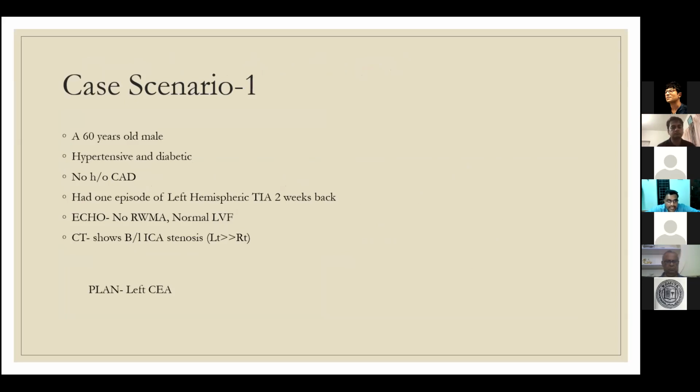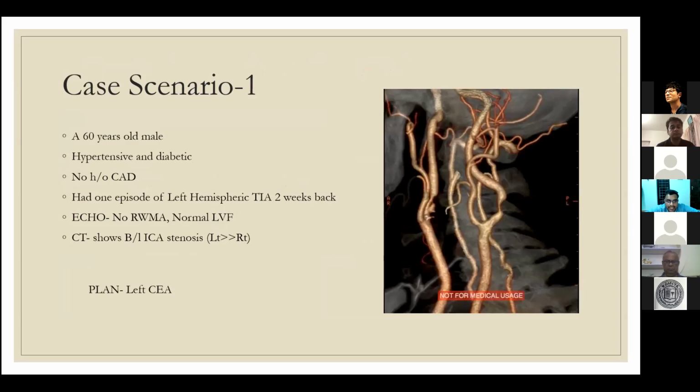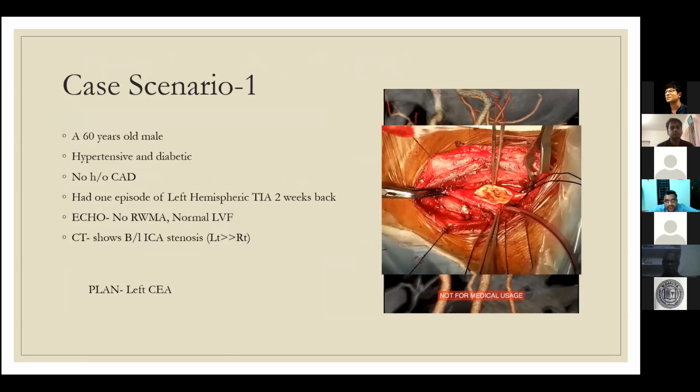Echo and ECG, everything is normal. CT showed bilateral ICA stenosis. Since he is symptomatic on the left side, the left side needs some intervention, and there are no contraindications for a carotid endarterectomy. So he is a straightforward candidate for carotid endarterectomy. As you can see, our first option is always carotid endarterectomy, and only if there is any contraindication for CEA do we go for CAS, not the other way around.